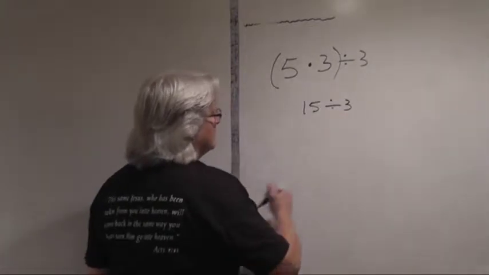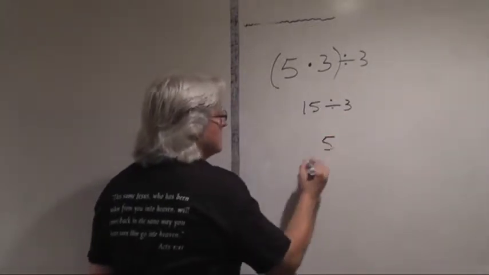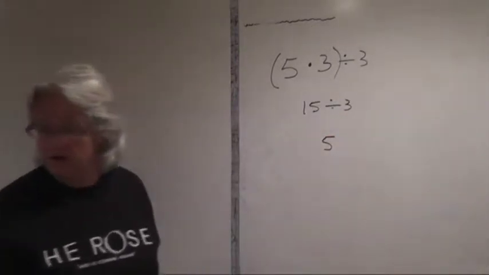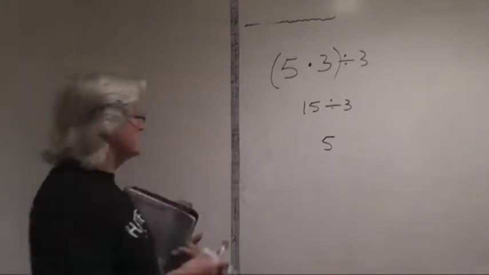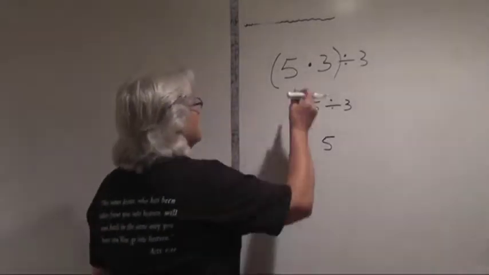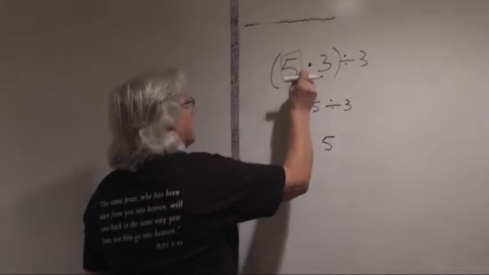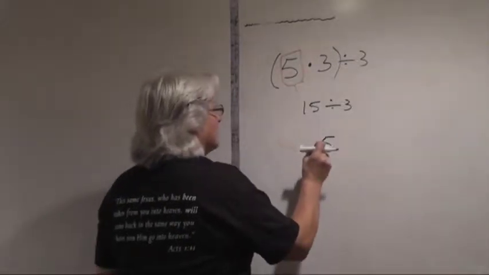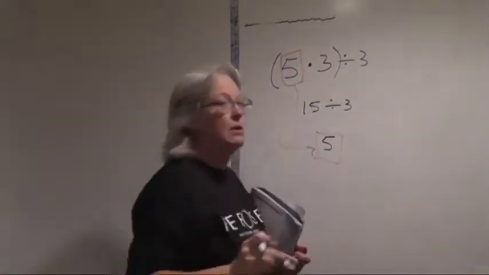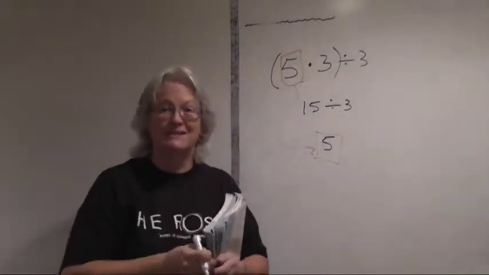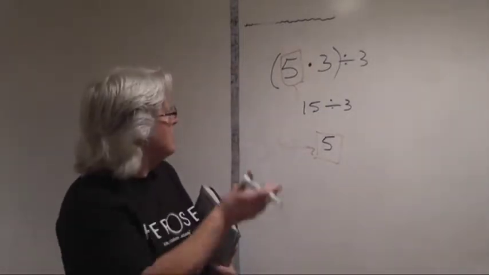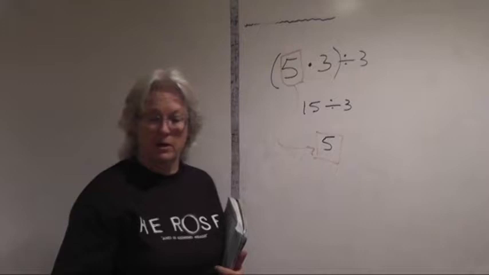Now, what is 15 divided by 3? Well, of course, that's 5. What did we start with? We started up here with 5. What did we end up with? We ended up with 5, so that we see that multiplication and division are inverse operations.